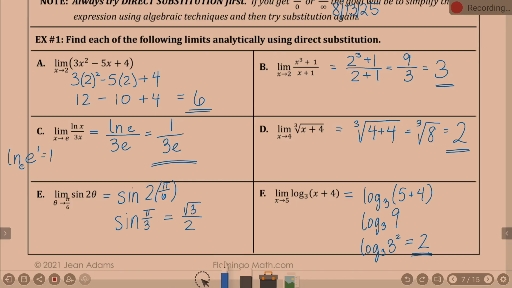Now, it's those pesky trig functions and log rules. Those are things we've got to remember throughout the course of the year. And that's part of the reason that you don't just grab the calculator for everything. It's tempting, but don't.